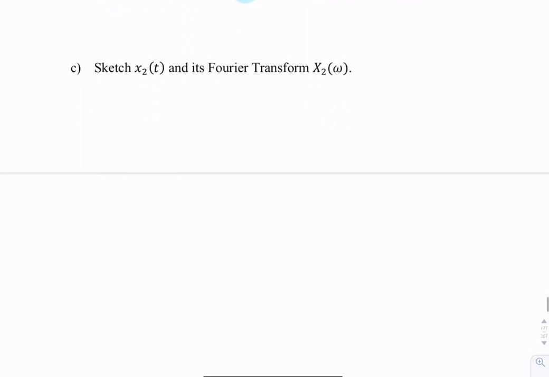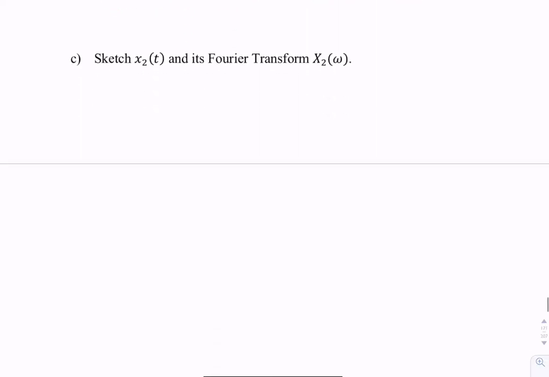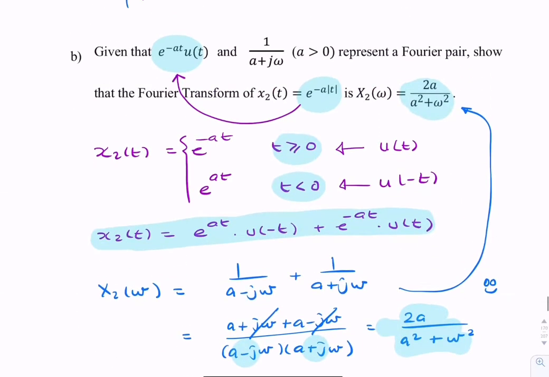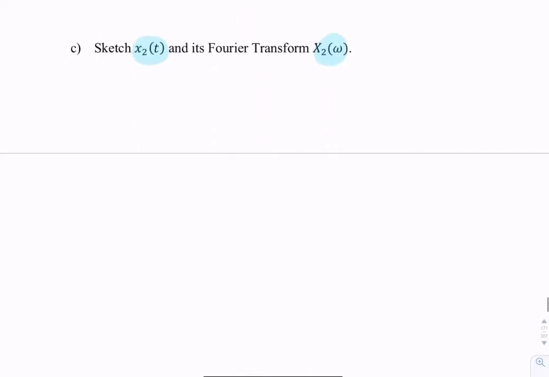Now for part C, we're asked for a sketch. So it's asking for two sketches, a time domain and a frequency domain sketch. So x2 of t was our double-sided exponential. So let's just remind ourselves what that is. That's e to the minus a absolute value of t. And the function of omega is 2a over a squared plus omega squared.